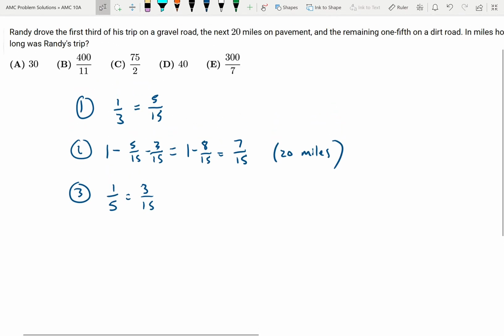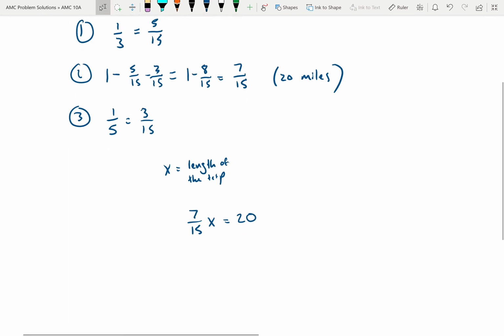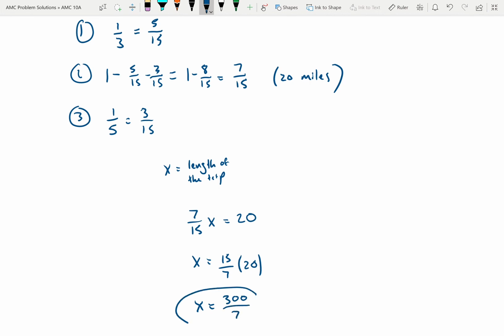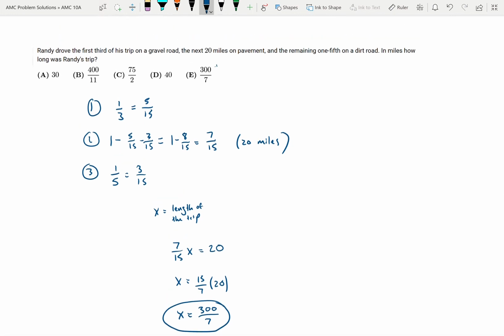So I'm going to use that information. Let's say x equals the length of the whole trip. It's then going to be true that 7/15 of the whole trip is equal to 20. So x is equal to 15/7 times 20. x is going to be equal to 300/7. So therefore, in miles, Randy's trip was 300/7 miles, choice E.